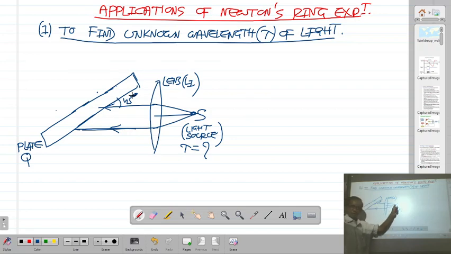So this is the unknown light source from which the light rays are emitted. This is an unknown monochromatic light source which emits the rays in all directions. These rays become parallel by lens L1. These parallel rays of light are incident on the plate Q, which is inclined at 45 degrees. These rays are reflected in the downward direction.